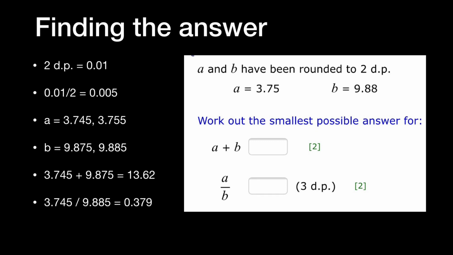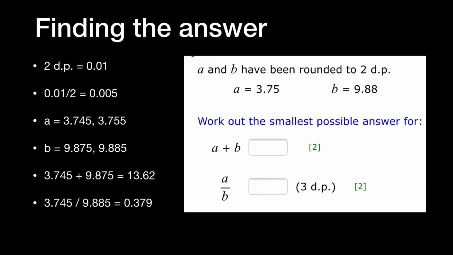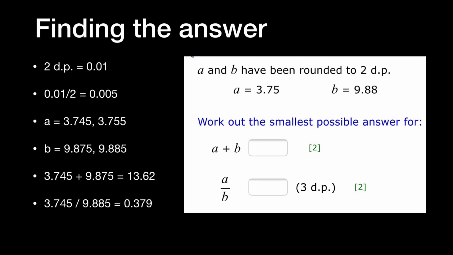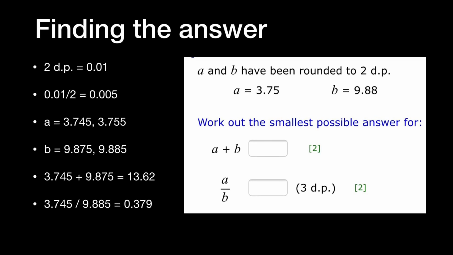For A plus B, we add the two lower bounds, which are 3.745 and 9.875, which would give 13.62. For A divided by B, we divide lower bound by an upper bound, which is 3.745 by 9.885, which is equal to 0.379 when rounded to 3 decimal places.